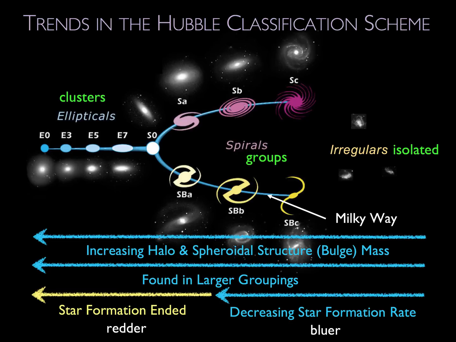Another trend is that the galaxies are found in larger groupings. Irregular galaxies are often found isolated. Spiral galaxies are found in what are called groups, consisting of 30 to 50 galaxies in a region a few megaparsecs in diameter. Elliptical galaxies are found in clusters, which are about 10 times larger than groups in size and population. Another trend is that the rate of star formation decreases. In fact, star formation ceases somewhere between SB and SA spirals. Possible causes for these trends will be discussed later in the chapter on galaxy evolution.